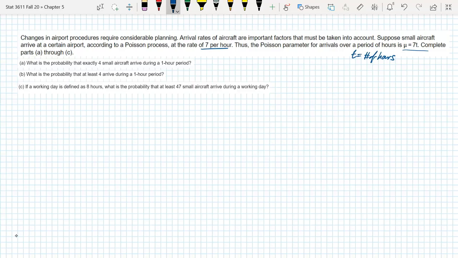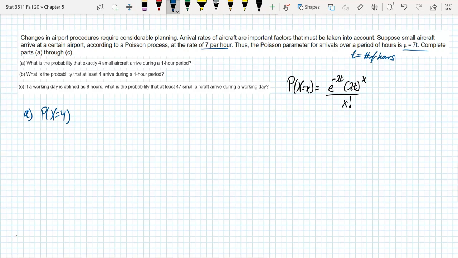Part A, what is the probability that exactly 4 small aircraft arrive during a 1 hour period? So we want the probability here that x is equal to 4. And let me just note, remember, what is our probability distribution in general? The probability that x takes on exactly a value x arrivals would be e to the negative lambda t, times lambda t to the x over x factorial.